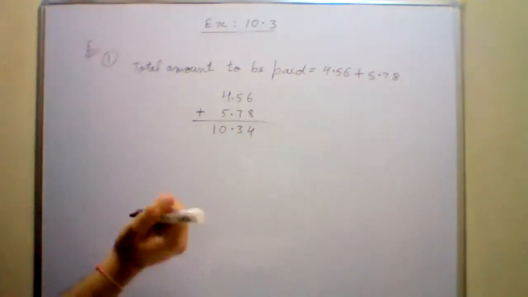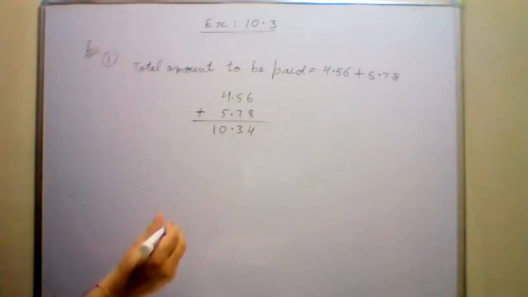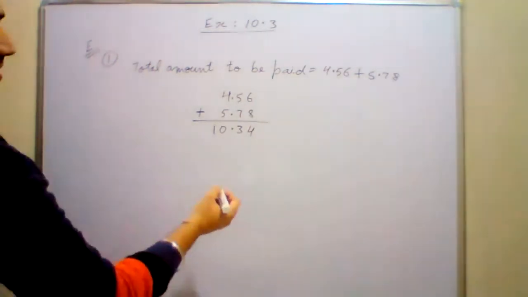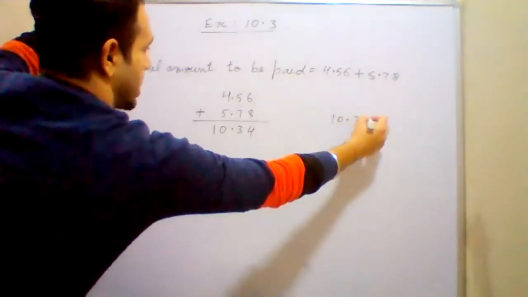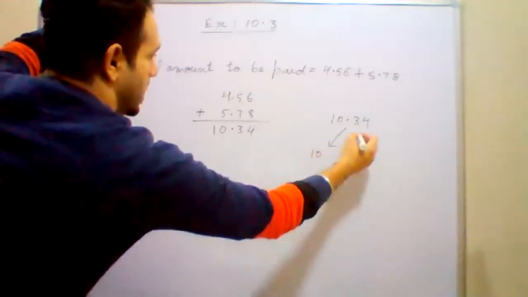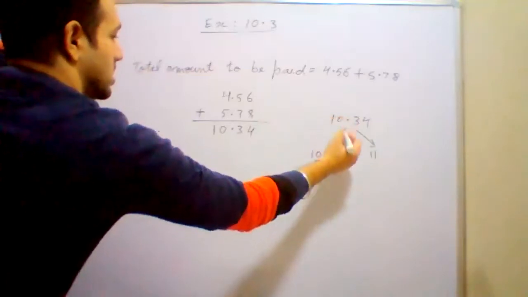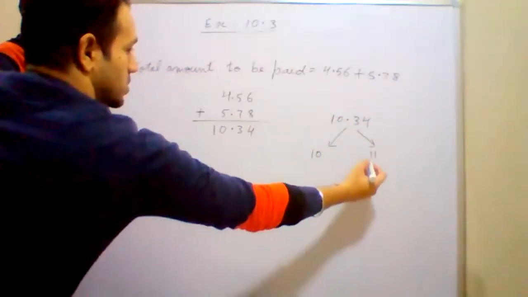Okay, in question A, you have to round off 10.34 to the nearest whole number. 10.34 is a number which lies between two whole numbers, 10 and 11. So what should be your answer?